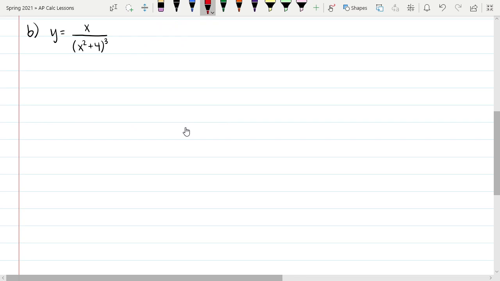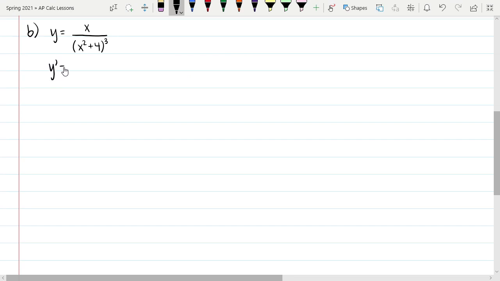Now, why would we choose to do the quotient rule when it's so much more work? Well, sometimes it might actually make it a little bit easier to get to that final form that you saw me show in example A. So that would be maybe the benefit to doing that. All right, so let's go ahead and do the quotient rule.